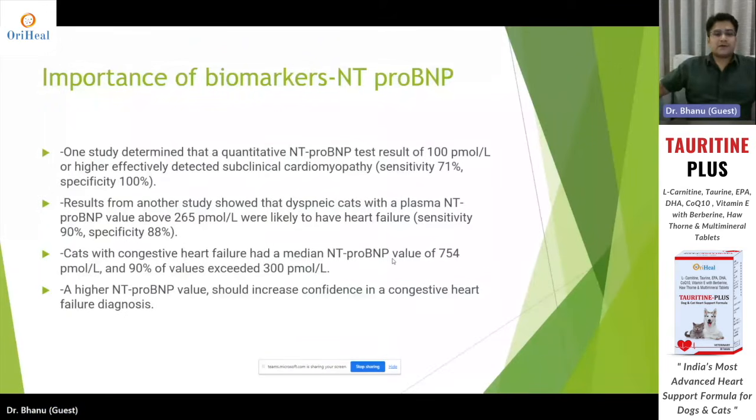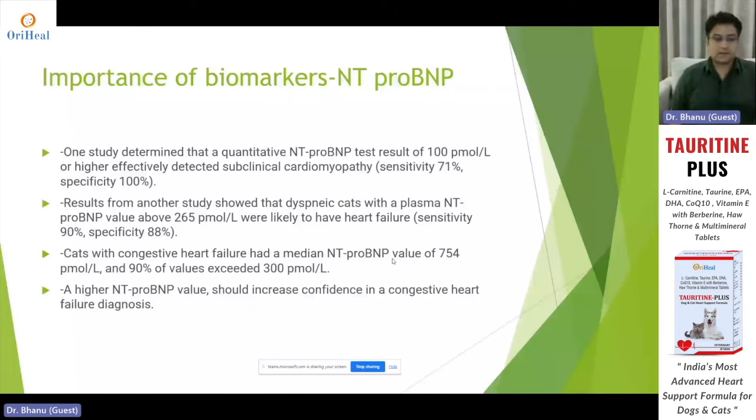Cats with congestive heart failure had a median NT-proBNP value of 754, and 90% of the values exceeded 300. So 300 is a good cutoff for us to suspect that this is likely congestive heart failure. So a higher NT-proBNP value should increase the confidence in congestive heart failure diagnosis.